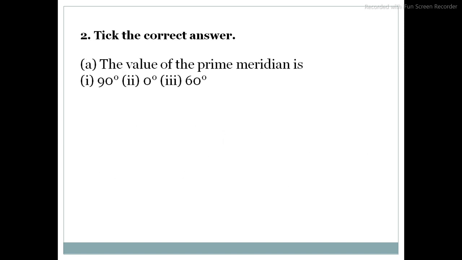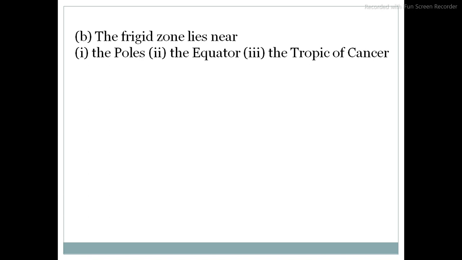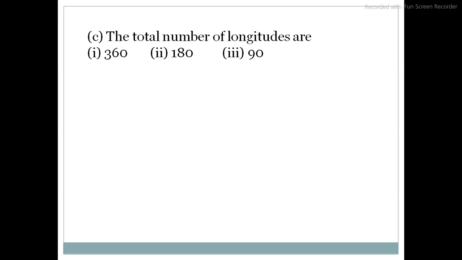Next, moving toward tick the correct answer. Question number 1. Tick the correct answer. The value of the prime meridian is 90 degree, 0 degree or 60 degree. So the answer is 0 degree. Next, B. The frigid zone lies near. As we already know, the frigid zones lie near the pole. That's why they are frigid, because the sun rays are very slanting and do not reach up to there. So the correct answer is pole.